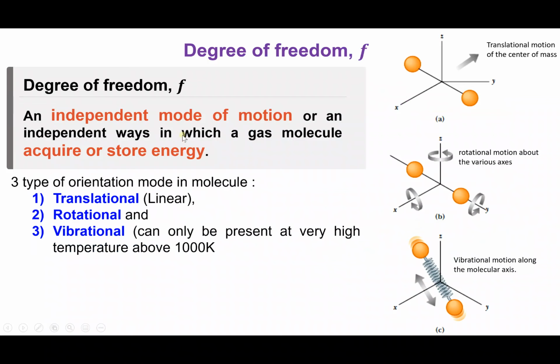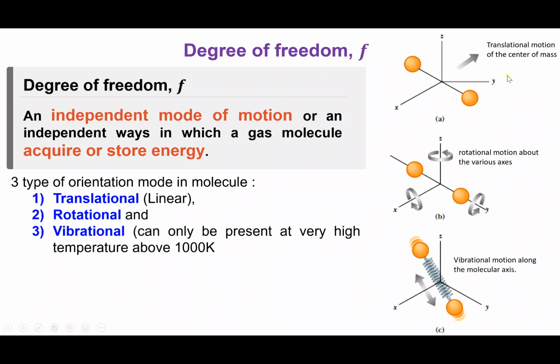Okay, so next I'm going to talk about what is the degree of freedom. So degree of freedom is the mode of motion, or the independent ways in which a gas molecule acquires or stores energy. So degree of freedom ni adalah bagaimana cara sesuatu gas molecules tu bergerak ataupun macam mana motions of the gas molecules di mana dia stored energy. Okay, maybe dia boleh bergerak along path X, along path Y, along path Z, and then maybe it can rotate, and then maybe it can also vibrate. So basically kan dia ada 3 selain linear, dia boleh rotate dan dia boleh vibrate.